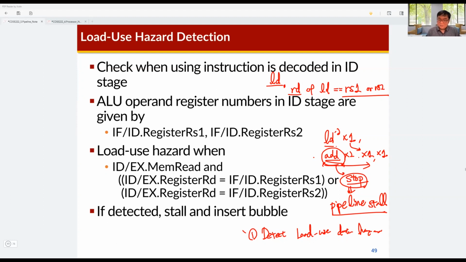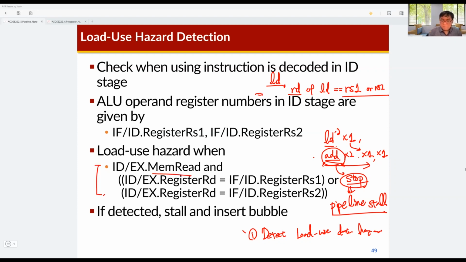And that's it. So you check this condition, and you also need to remember that the following instruction needs to stay in the ID stage. That means this load-use data hazard should be detected when the following instruction is in the ID stage, which means the hazard detection unit is located in the ID stage. So we need to check this condition.